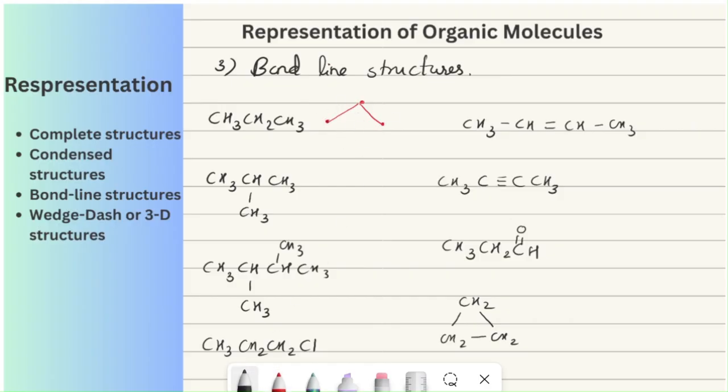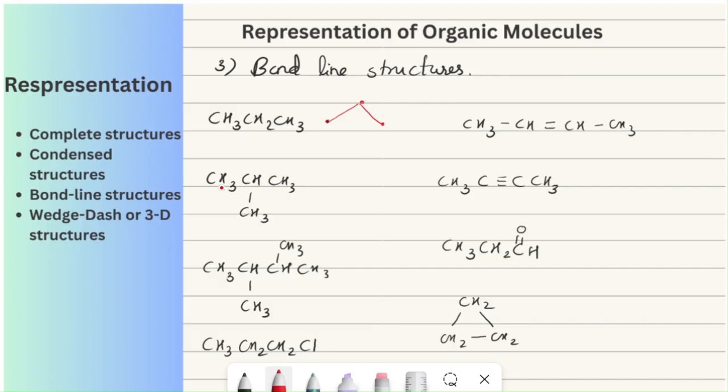So what does that mean? If I'm writing a carbon here, that means there are 3 hydrogens here. It is understood. Same way here, there are 2 hydrogens and there are 3 hydrogens here. That's why bond line structures are considered much simpler and faster structures to write.